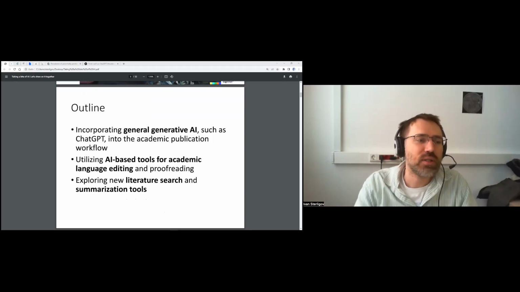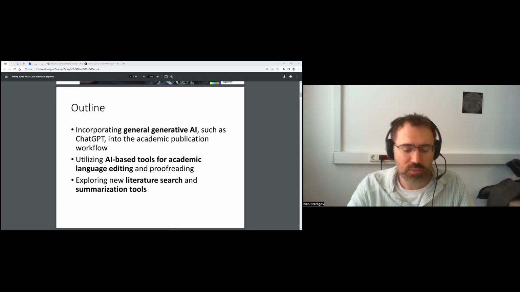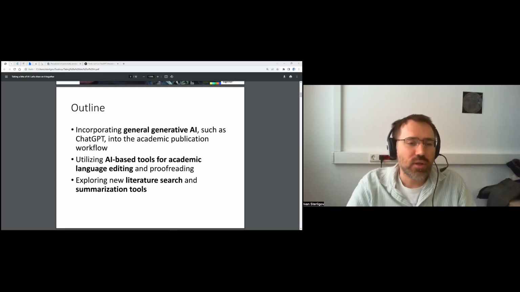before your eyes on this slide, we'll explore three big topics, incorporating generative artificial intelligence, ChatGPT, and similar tools into the academic workflow.